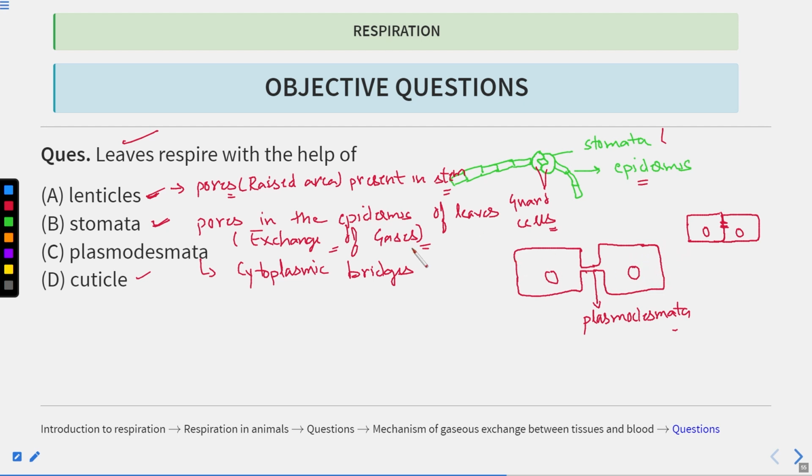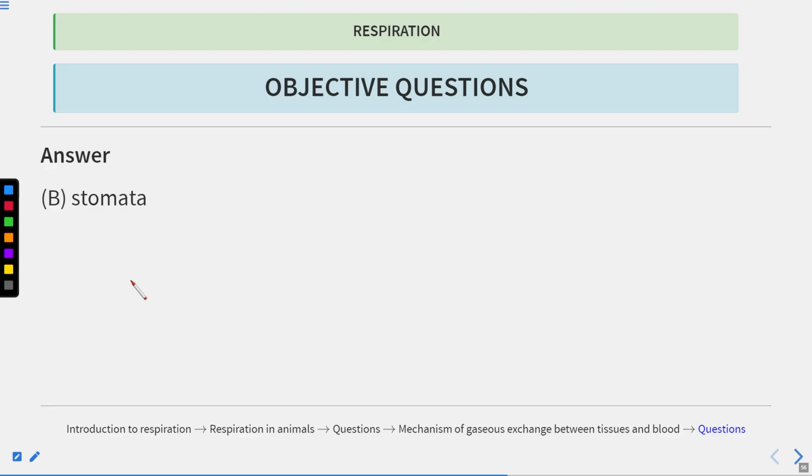Okay. Now cuticle. Cuticle is the outermost hard covering of the leaves. Okay, so leaves are covered by the cuticle, which protects the leaf. So what should be the answer here? Answer should be option number B, stomata. So stomata are present on the surface of the leaves that help in the exchange of the gases.